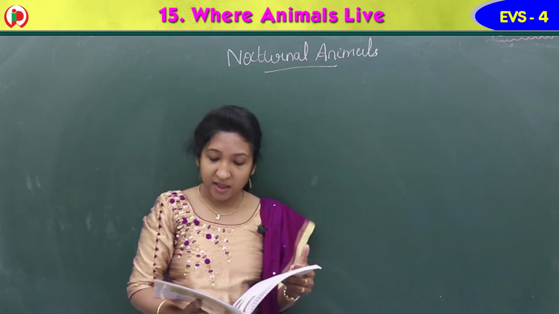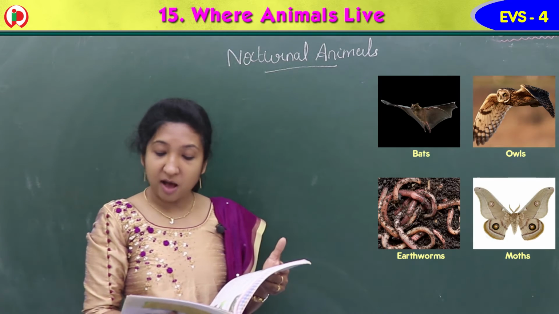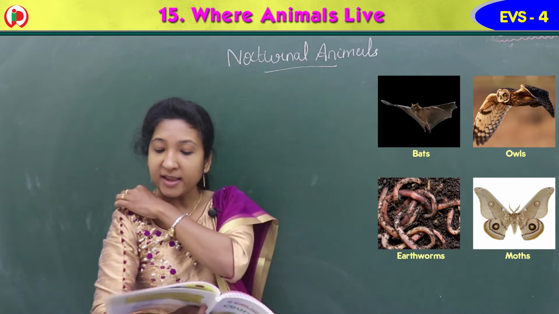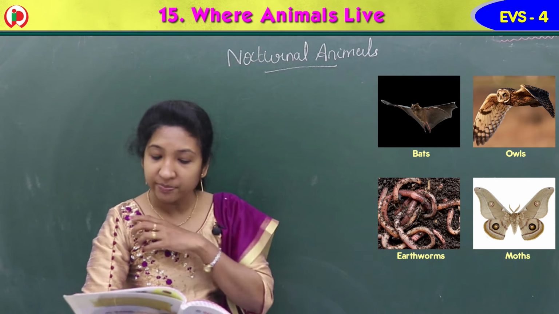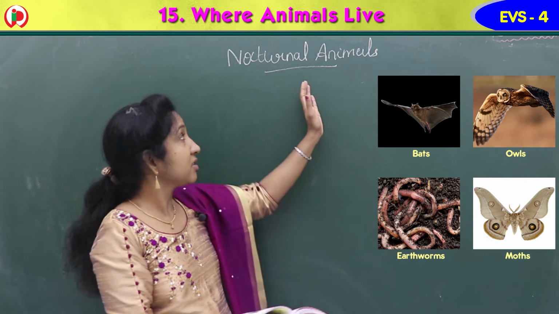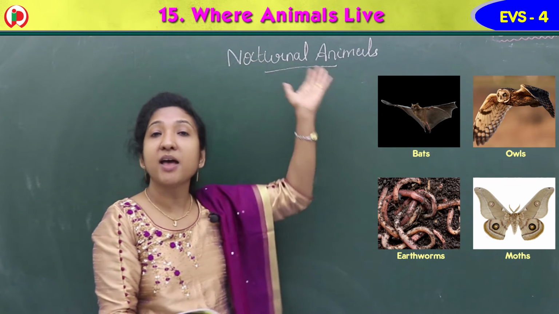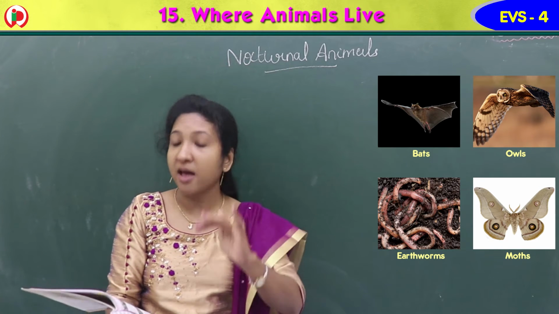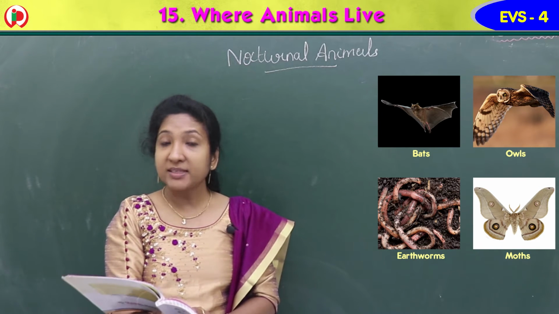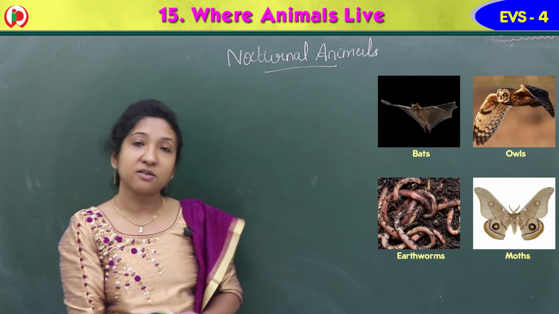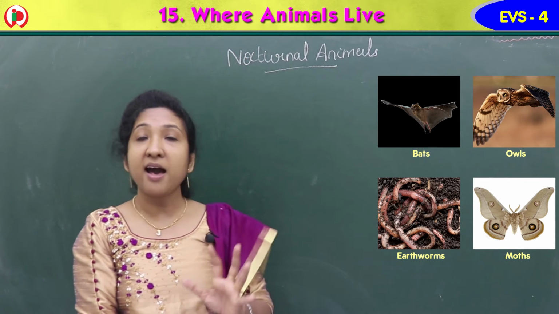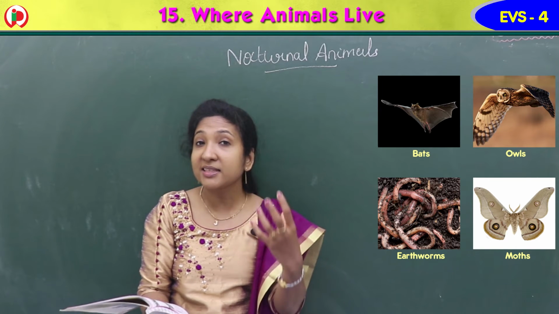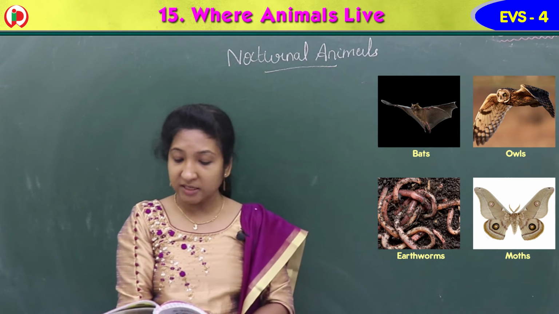Why? Let's see. Some animals like bats, owls, earthworms and moths come out of the shelter mostly at night. Such animals are called nocturnal animals. They come out at night. These animals can see clearly in the dark. So at night, in the dark, they can see clearly, like we see in the daytime. Like that, they can see everything clearly at night.